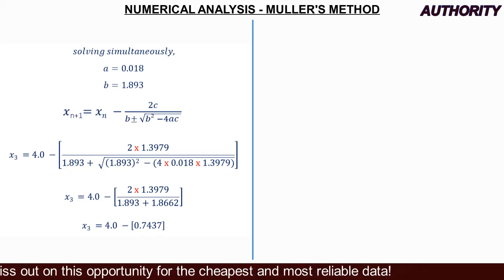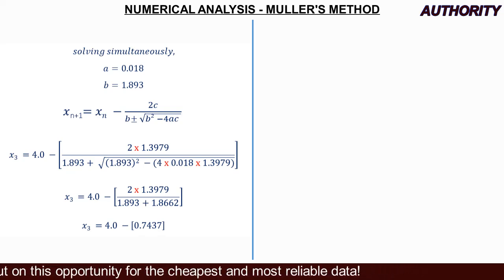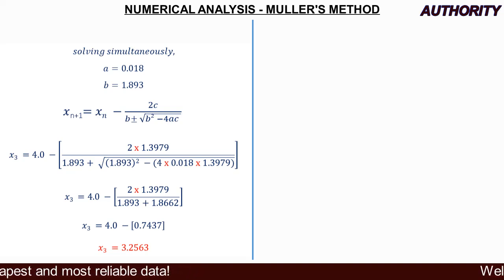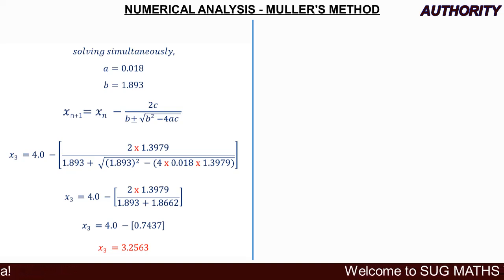Now when you simplify, you're going to have 4 minus 0.7437. So at the end of the day, we see that x3 is equal to 3.2563. So using Muller's method, we found that x3 is equal to 3.2563, and this is just the first iteration. If you want to continue your iteration, how are you going to do it?